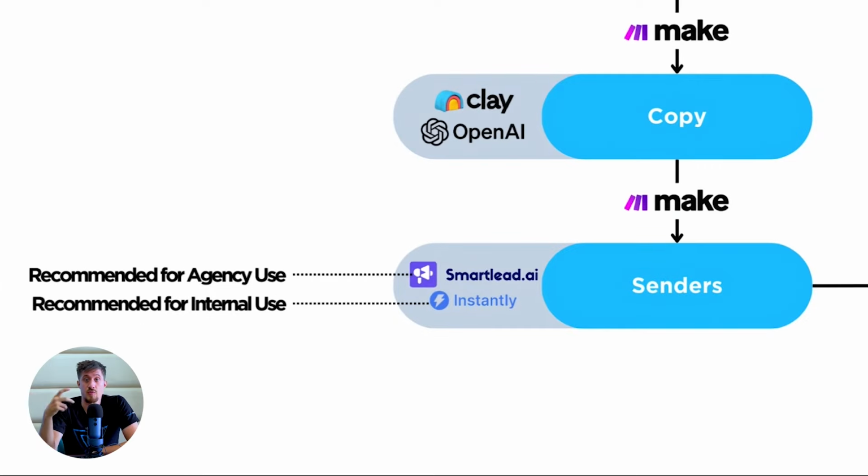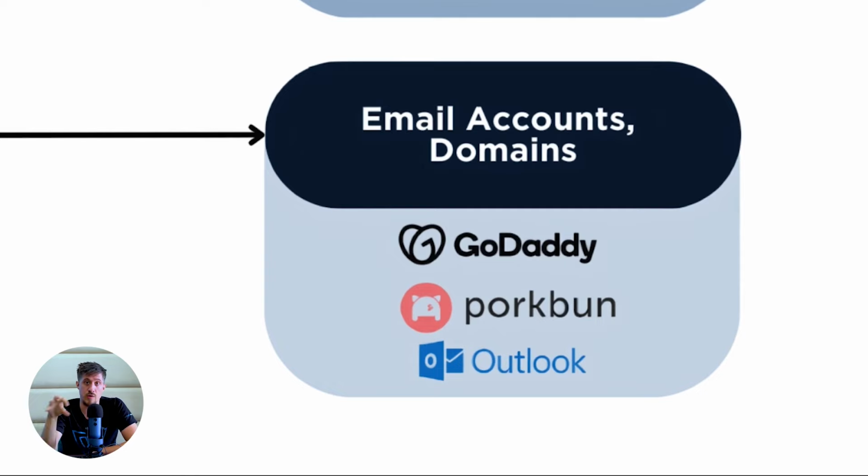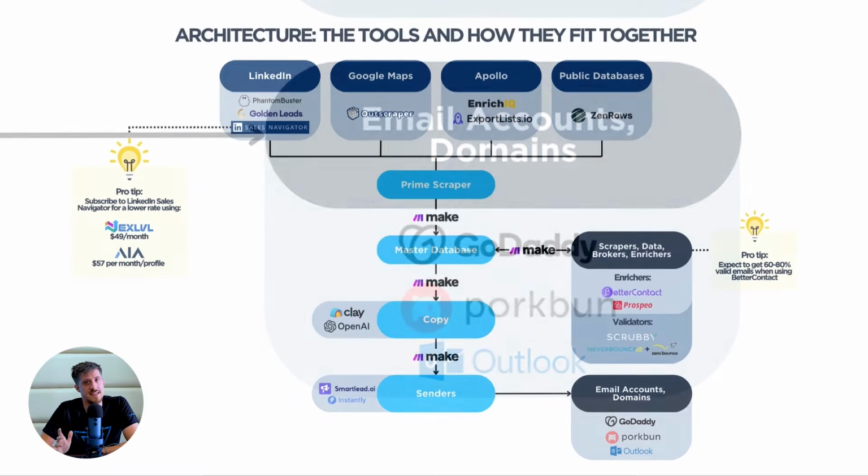Whichever platform you use, SmartLead or Instantly, they're going to be running on top of email accounts that you're going to have to set up. Later on in this presentation, I'll walk you through how you can set up email accounts en masse cost-effectively. But just know the tools we most often use are Outlook instead of Gmail, and we typically buy the domains with Porkbun, but sometimes with GoDaddy. And that is AICO in a nutshell.